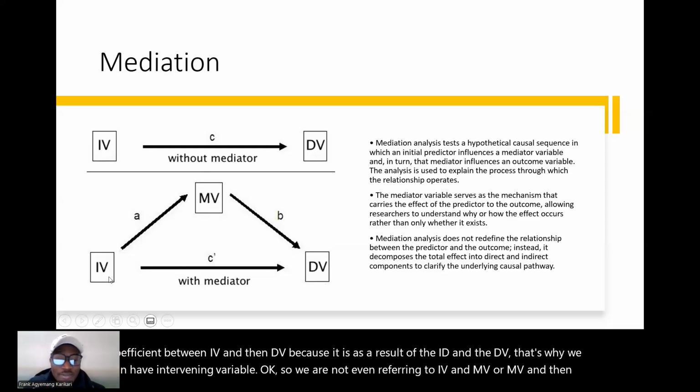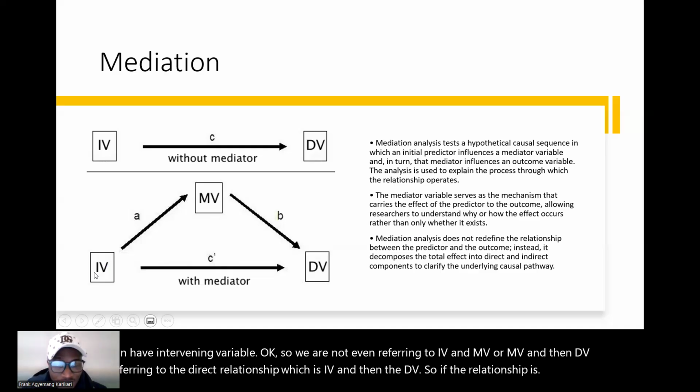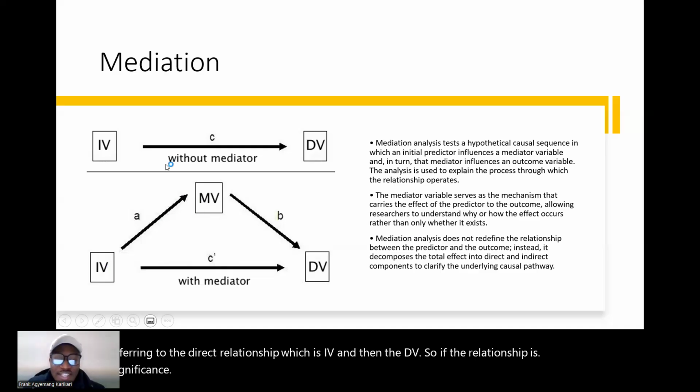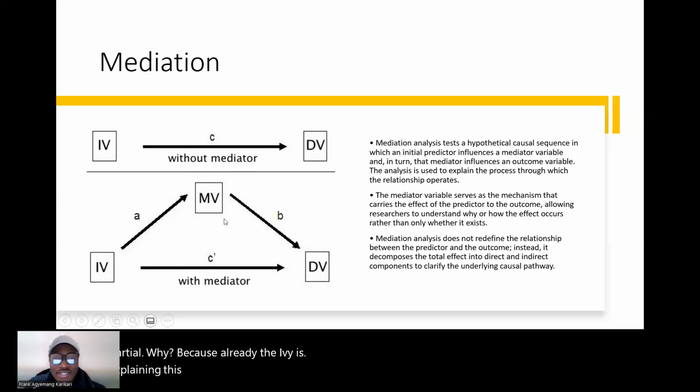We're referring to the direct relationship, which is IV and then DV. If the relationship is significant and the intervening variable also gives us a significant p-value, that is why we term it as partial. Why? Because already the IV is explaining this significantly. So whatever this does is a partial explanation that is given to us.